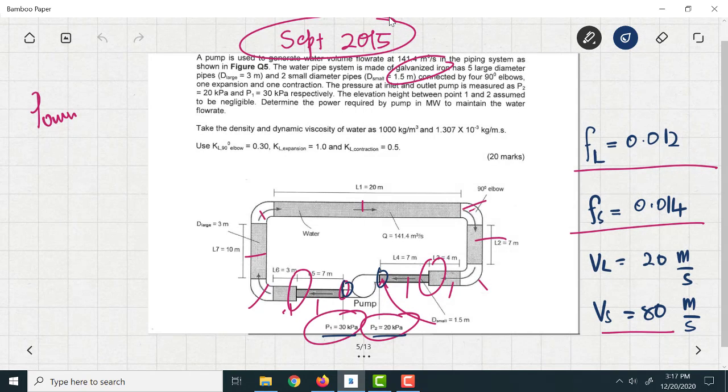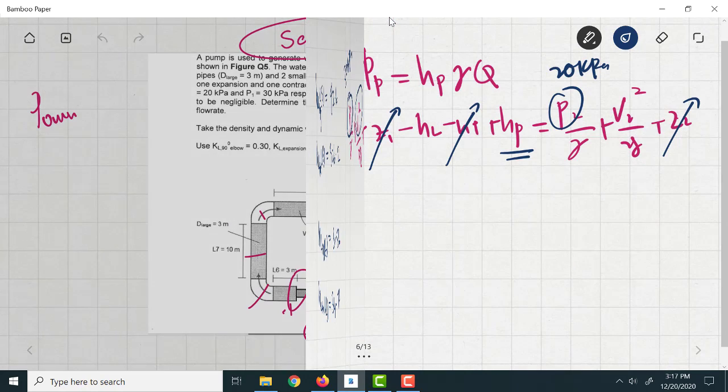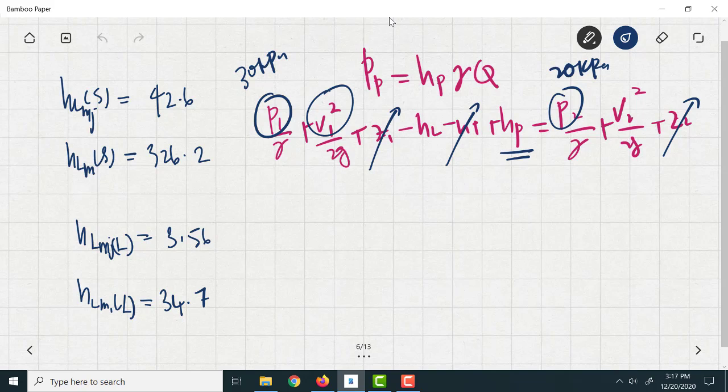Why is the value the same? Because the pipe here is the same size. Since the pipe diameter is the same, V1 and V2 should be the same. So you can just cancel them out. But you need to confirm it by yourself. Confirm first. Don't just take everything I give you.